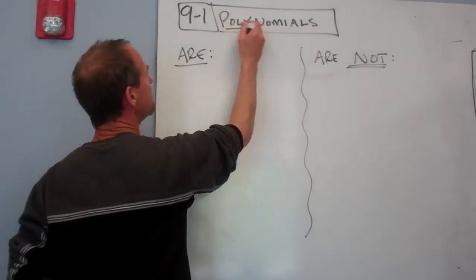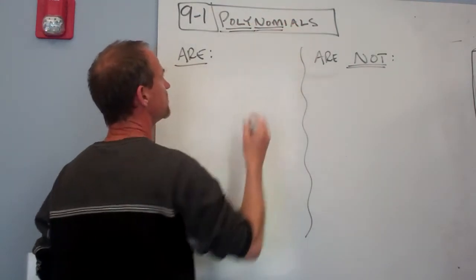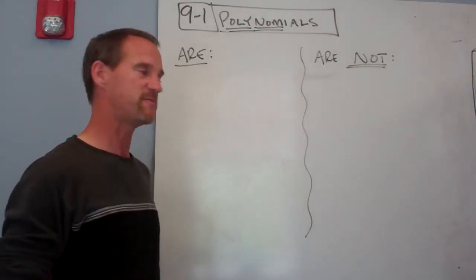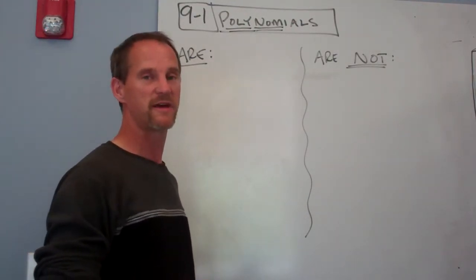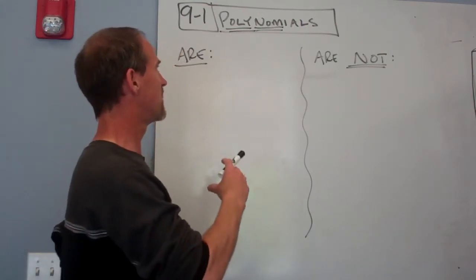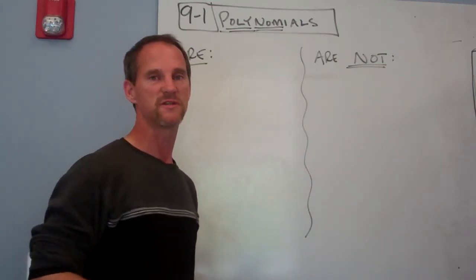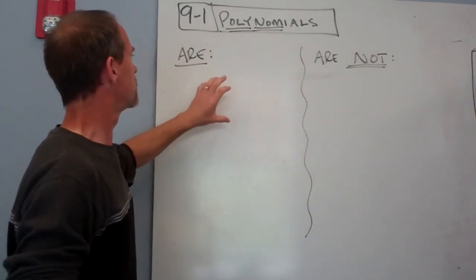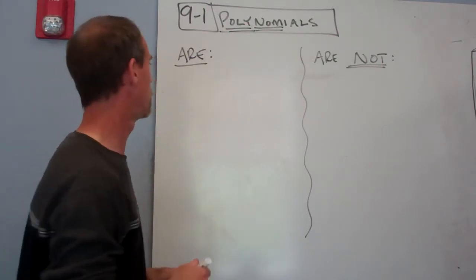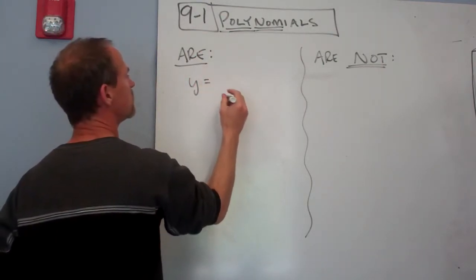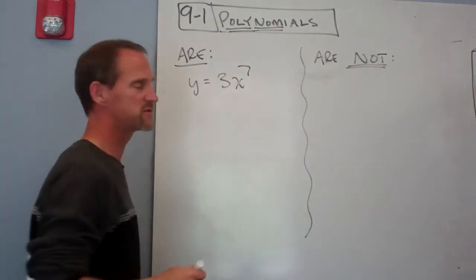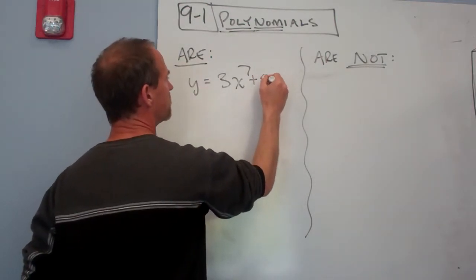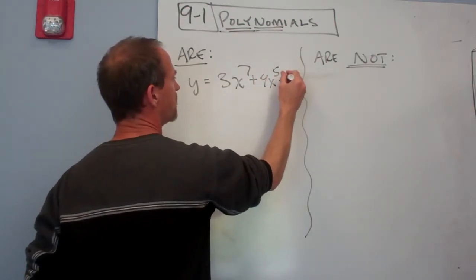Poly means many and nom is really like name or term, and so we have a many term, or at least potentially many terms. It says in the book, you can read the definition, that it's the sum of one or more direct variation terms, or terms where the exponent is a whole number. So for instance, if I said y equals 3x to the 7th, that's just a single termed polynomial. I could add other terms, 4x to the 5th plus 12.